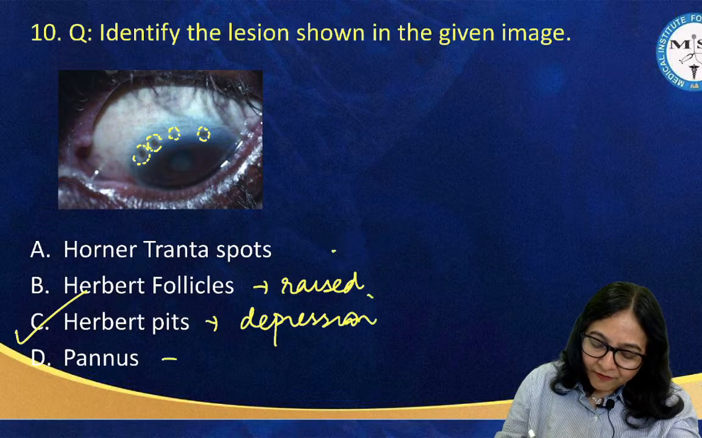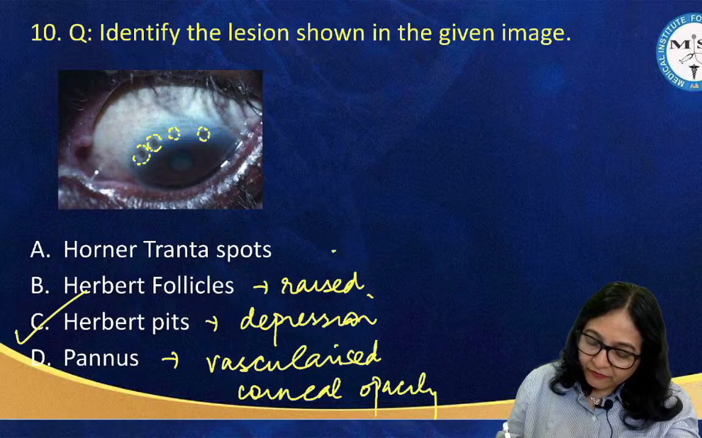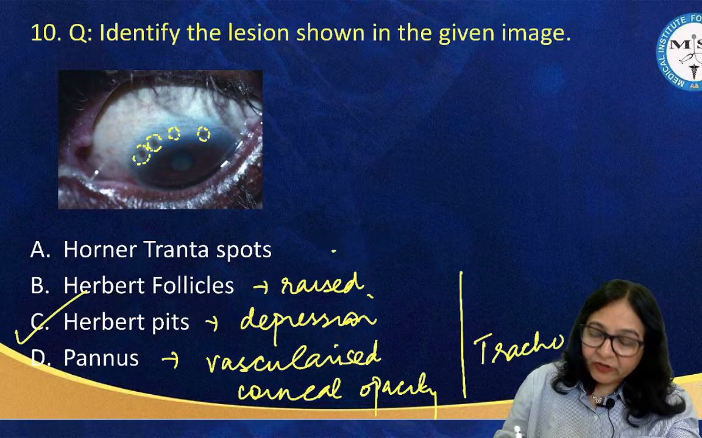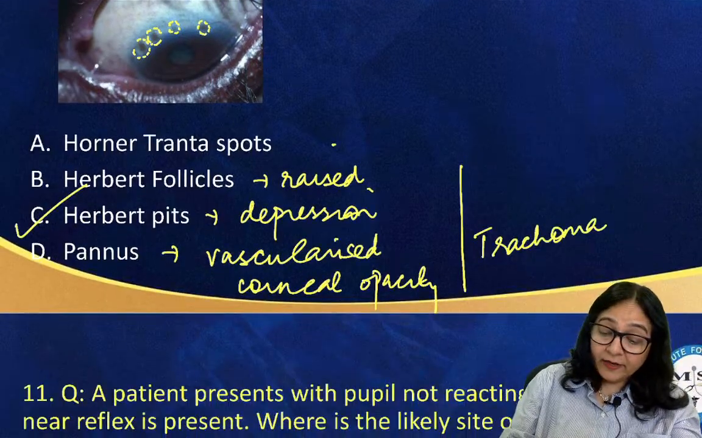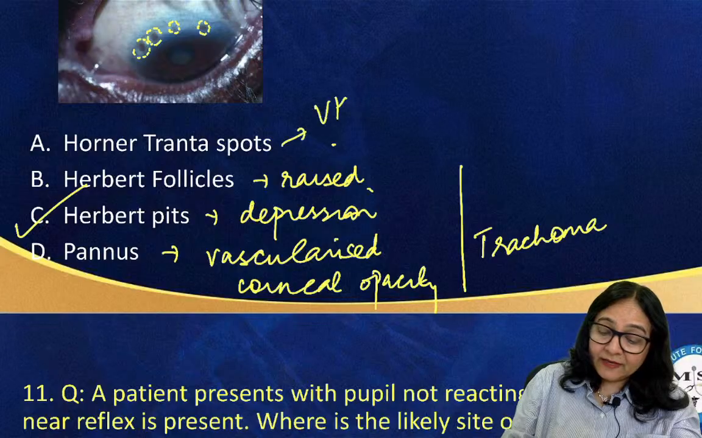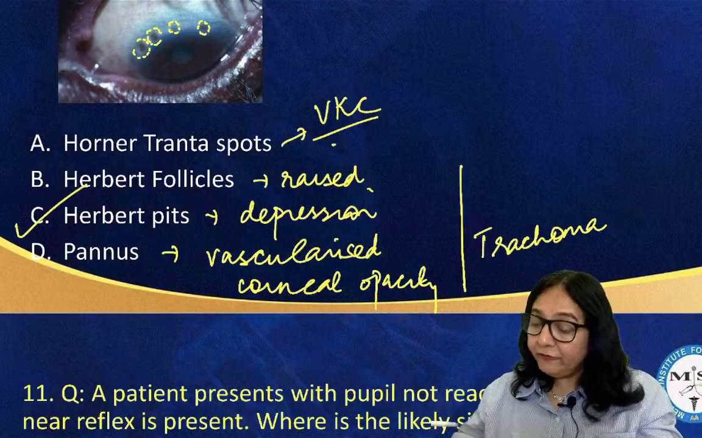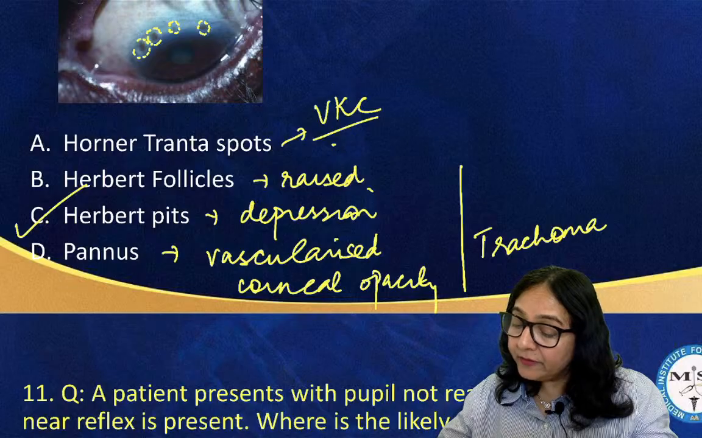Pannus is a vascularized corneal opacity. Now all these are features of trachoma, but the picture clearly is showing you Herbert pits. Trantas dots and Horner-Trantas spots, as you know, are seen in VKC. I think there should not be confusion in that. Now Mahendra is saying this time there were similar questions, twice, but with different options.